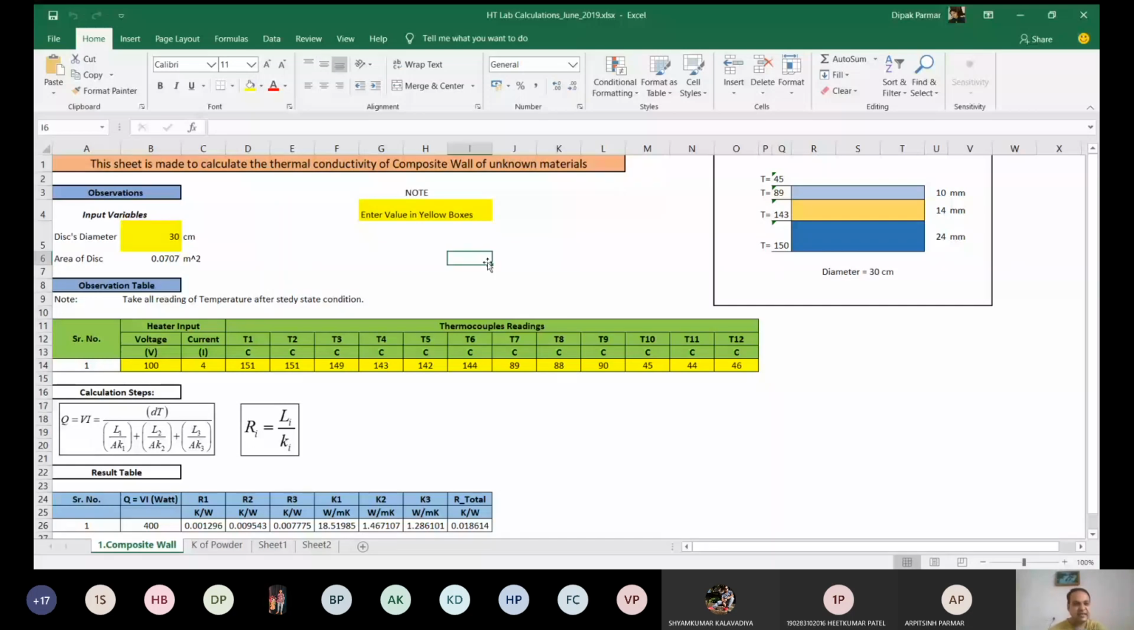So I have mentioned here the 30 centimeter, right? Area will be pi by 4 d square or pi r square. So it will come to 0.0707 meter square. I have converted the unit into meter square.